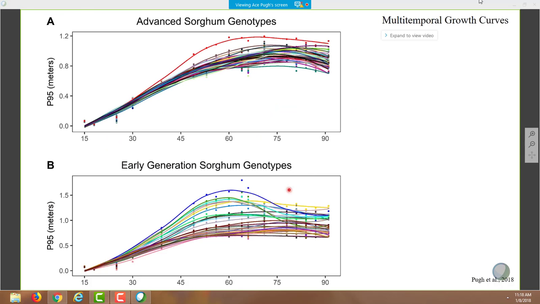Now, this is actually kind of the biggest focus of this paper: to think about how we can actually apply these methodologies once we've validated them. And the way that we thought would be a good application was to construct these multi-temporal growth curves. So you can see here the growth curves that were generated for sorghum. On the top you have the advanced sorghum tests, and at the bottom you have the early generation tests.